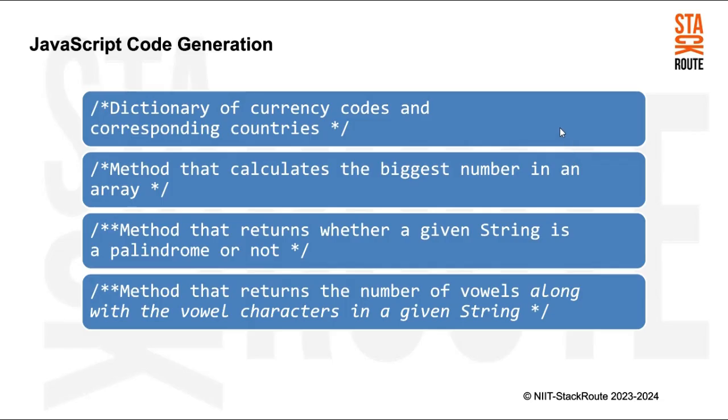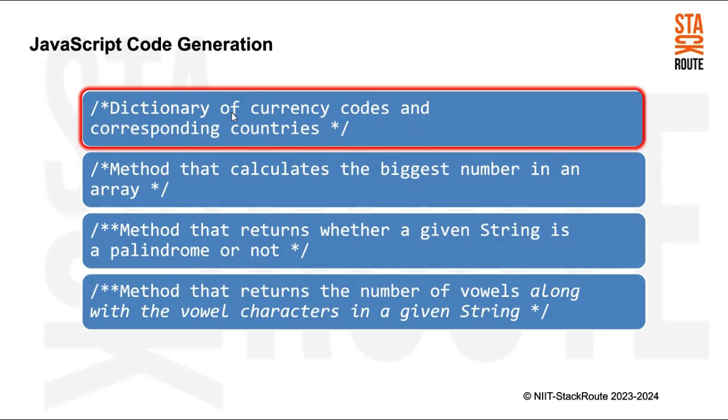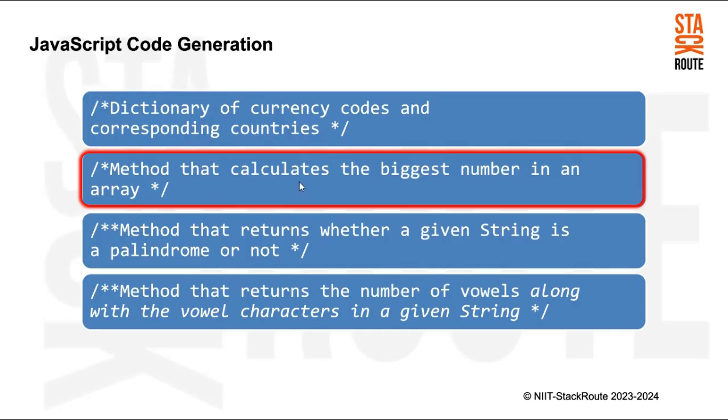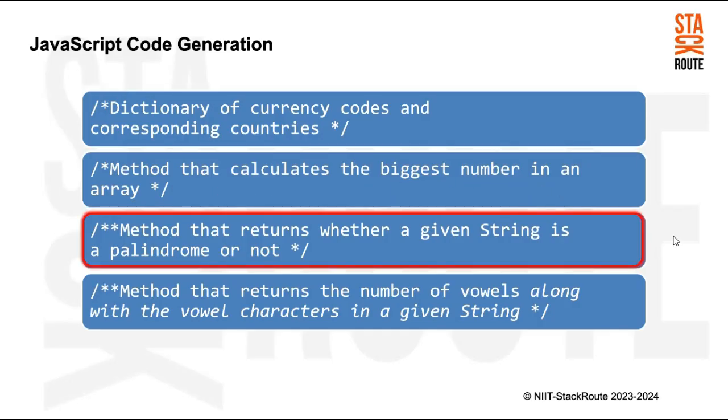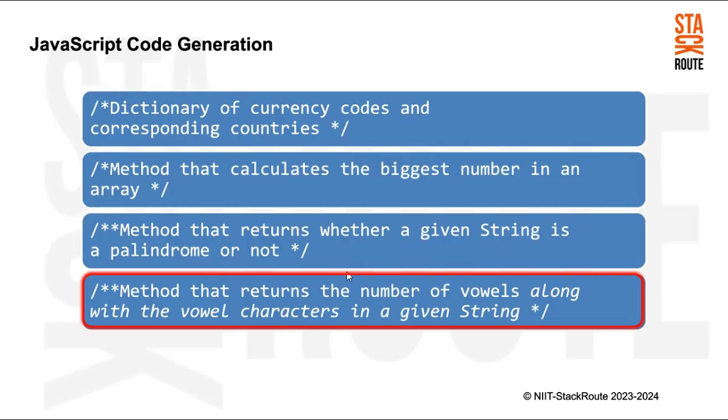These are the 4 problems which we will ask GitHub Copilot to solve for us. The first one is to display the currency codes of the corresponding countries. The second one is to have a method that calculates the biggest number in an array. The third one is a method that returns whether a given string is a palindrome or not. The fourth one is to return the number of vowels along with the vowel characters in a given string. So these codes we will be just demonstrating.